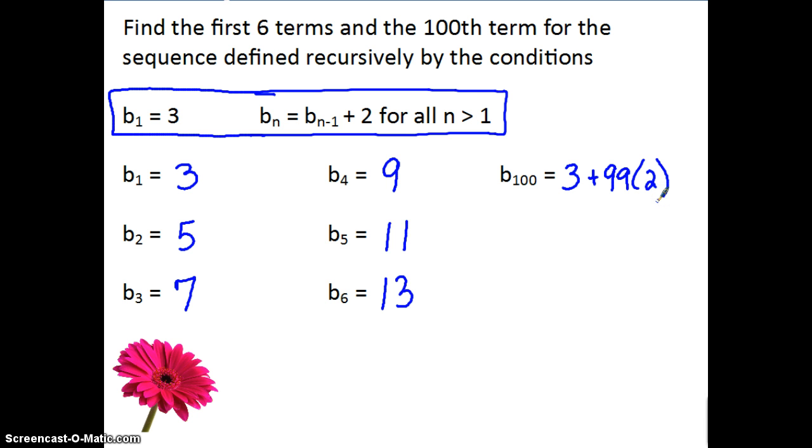If we do that math, 99 times 2 is 198. When we add the 3 to that, we have 201. So our 100th term is 201. We really have to be smart in figuring out a term number that far down the road. Think about how many of those numbers we need to add. We had to add 2 99 times.